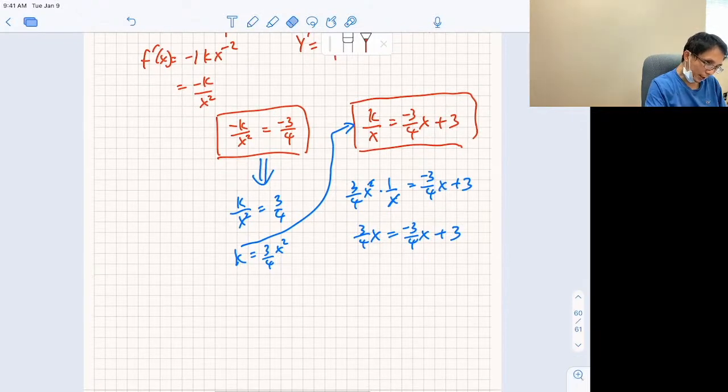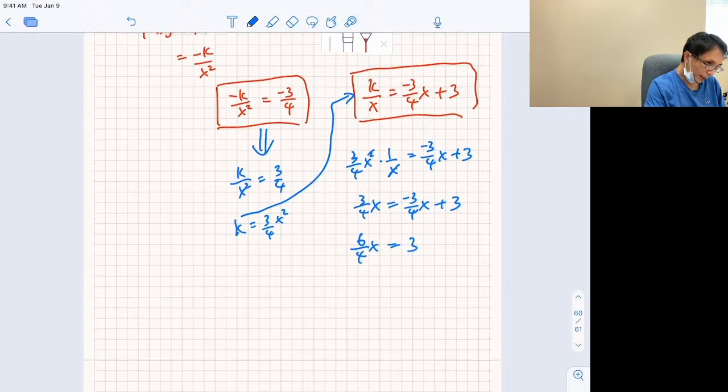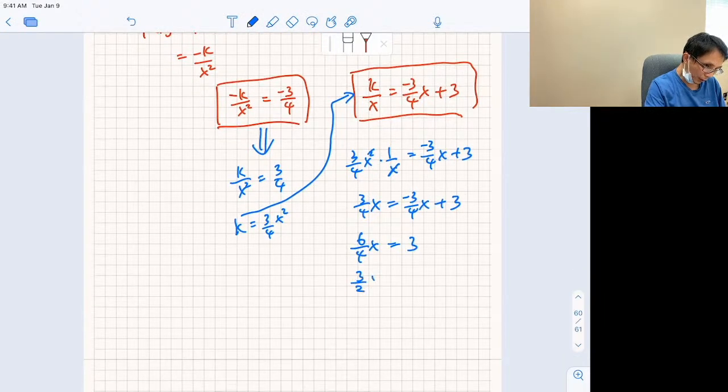And then move to the other side. It's going to be 6 over 4x is equal to 3. Simplify: 3 over 2x equal to 3. Multiply both sides by 2. So it'll be 3x is equal to 6. X equal to 3, I believe.